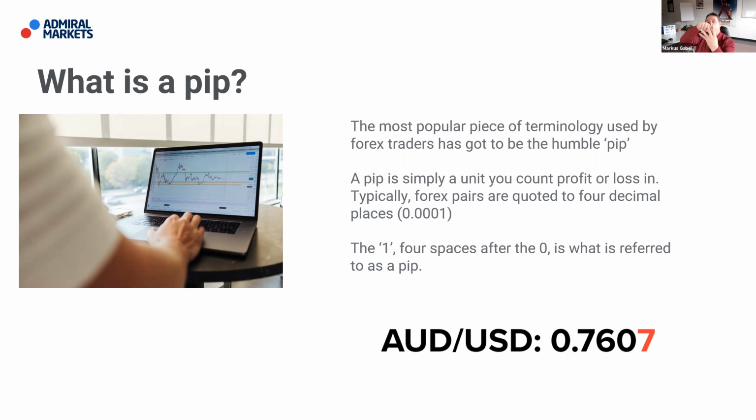So next, the fourth word we have to remember is price. There you see, no reason, no trend line, no indicator, just a price. So this pip, price interest point, is simply a unit you count profit or loss in. Typically, Forex pairs are quoted to 4 decimal places. So you see it here on the slide, 0.0001. The fourth number after the point is 1 pip. So the 1, 4 spaces after the 0, is what is referred to as a pip.